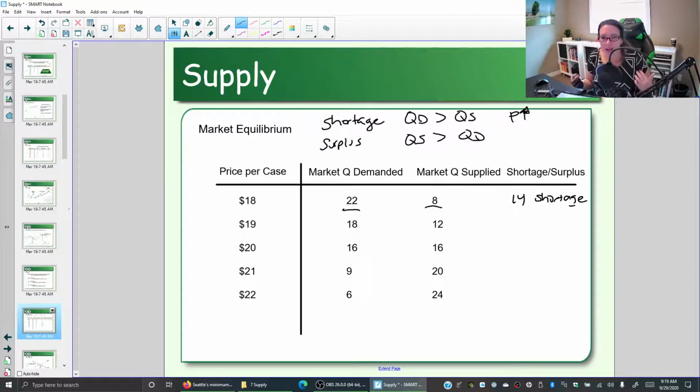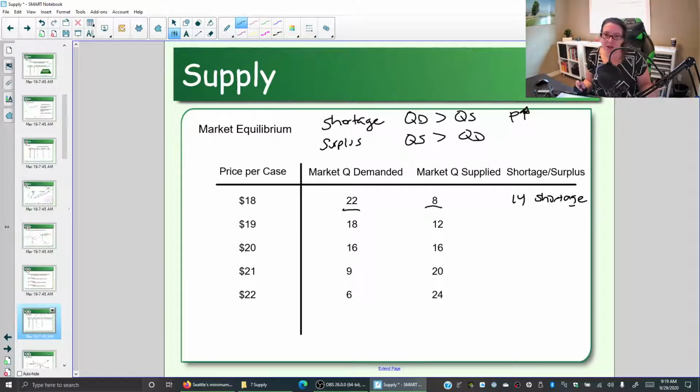How do we decide who gets it? Well, instead of a fist fight, it's whoever is willing to pay more. So whenever there's a shortage, it drives the price up. Well, what happens if there's a surplus? If there's a surplus, there's too much, more than the customers want.